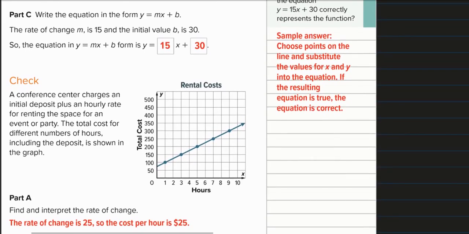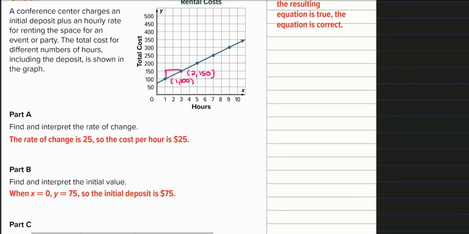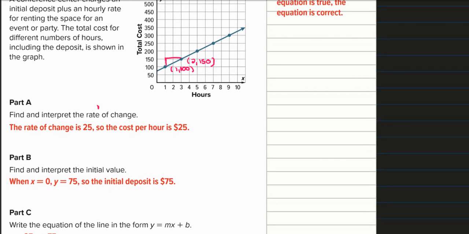We're going to pick 2 points, or figure out if we were to draw our triangle, we're going to go from 100 to 150. So we can either use our triangle or we can actually type it out, because remember, the rate of change is the first thing we want to find. Then we're going to find our initial value of b.